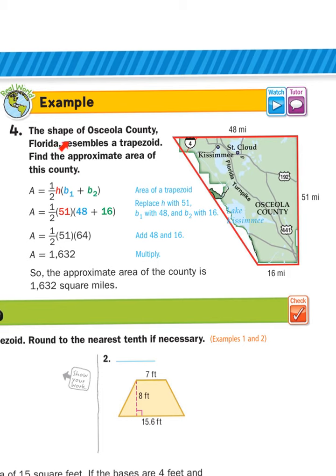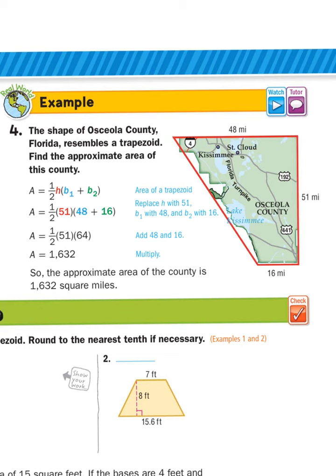So it says, the shape of Osceola County, Florida resembles a trapezoid. Find the approximate area of this county. Now here's why they say approximate. Because if you notice, the county is almost a trapezoid, but because it's on the coast, this isn't a straight line here. But by drawing a basic trapezoid over it, we can find pretty much what the area is, or be very close to it.